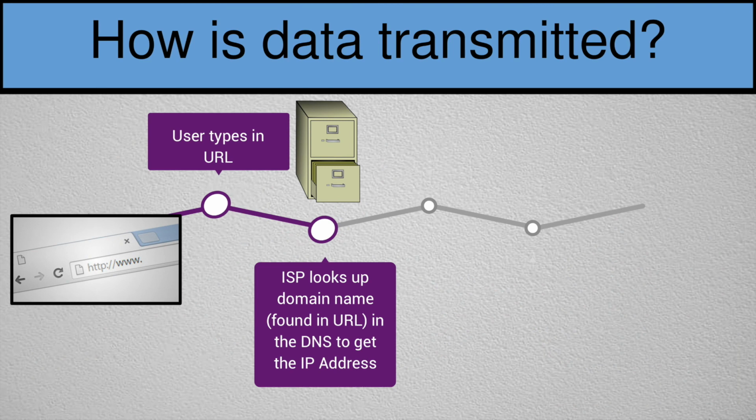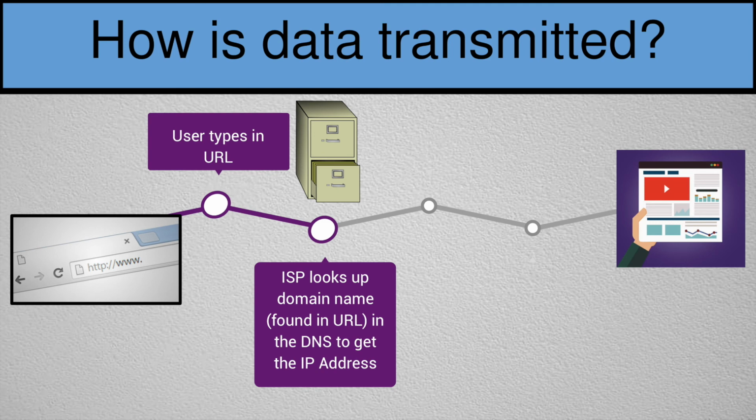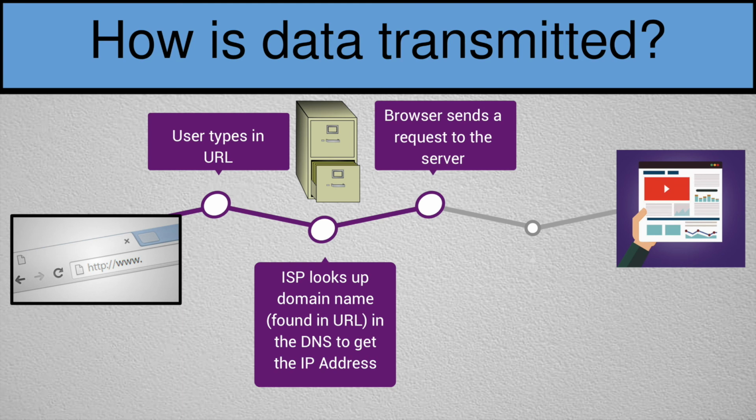Okay, so let's go back to our timeline. The user types in the URL, and the ISP looks up the domain name, which is found in the URL, in the DNS, the domain name server, to get the IP address. Remember, our end goal is to have the web page appear on the user's laptop. So the browser sends a request to the server. This is your web browser. It will send a request to the server because we've already found the IP address from the domain name, to say, can I have this web page, please?